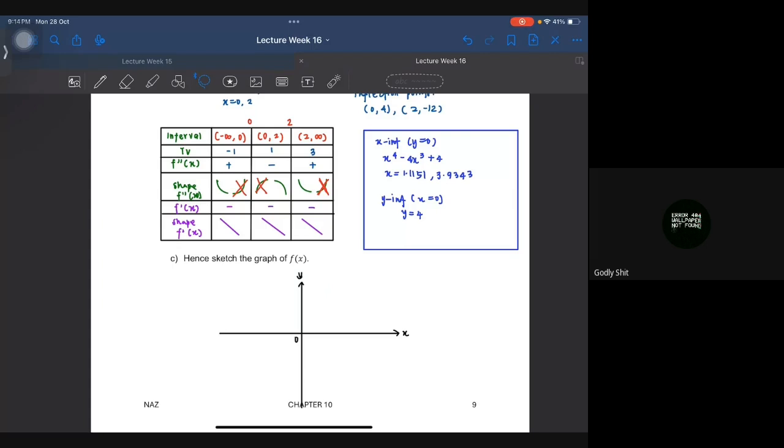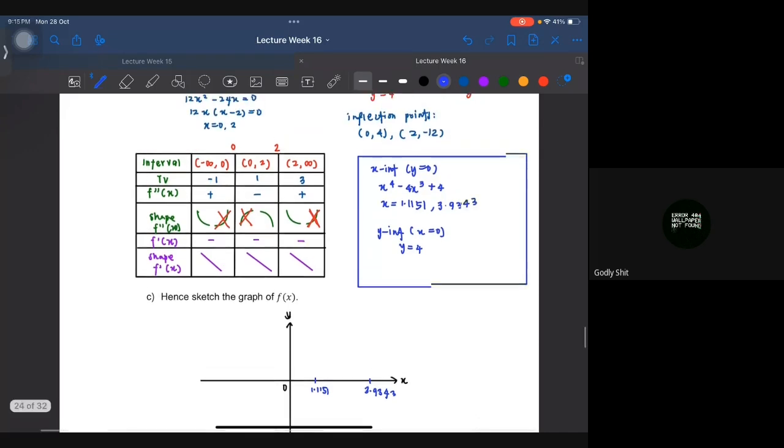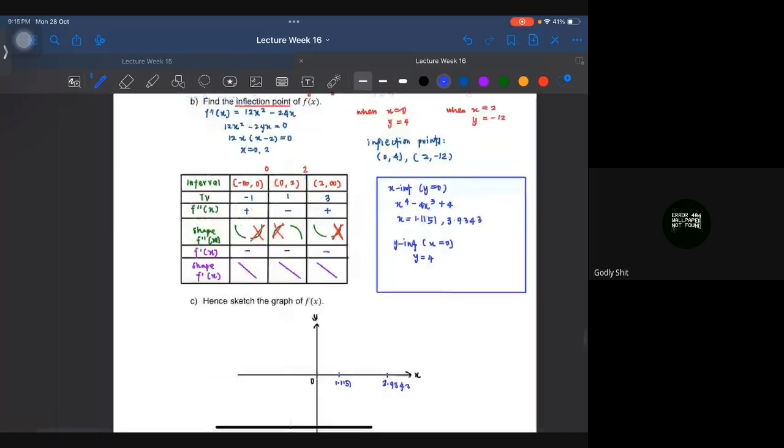Okay, and then kita label dulu kita punya X-intercept dengan Y-intercept kita. So X-intercept awak ada 2. So dua-dua adalah positif. So the first one is 1.1151 and then the second one is 3.9343. Okay, lepas tu kita label pula kita punya maksimum dengan minimum.